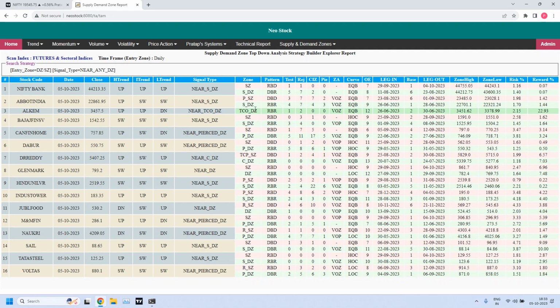So we have some good ones. Bank Nifty is also near to the high liquidity demand zone, which is tested 5 times and gave 7 rejections. And look into the trend. Monthly trend is up, weekly trend is up, daily trend is up.